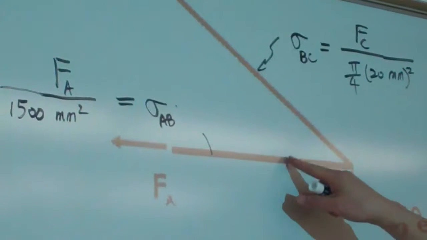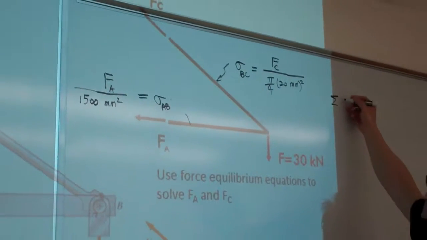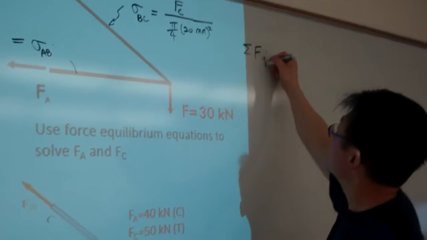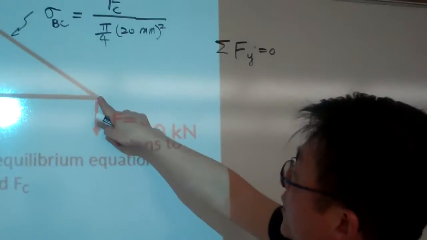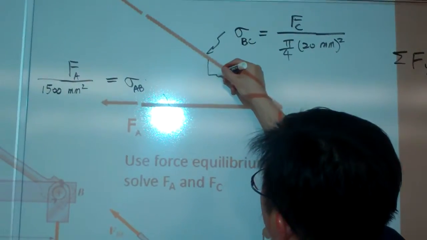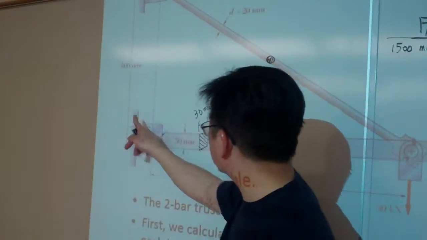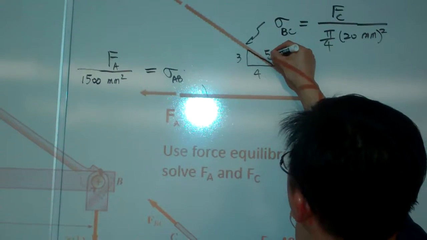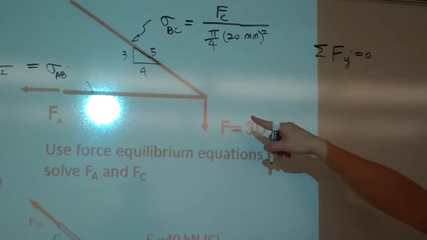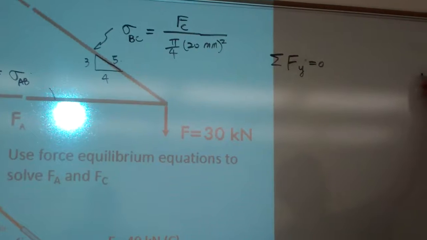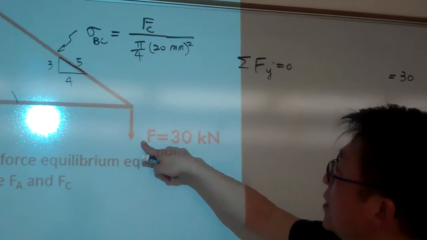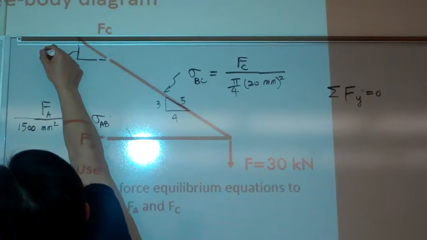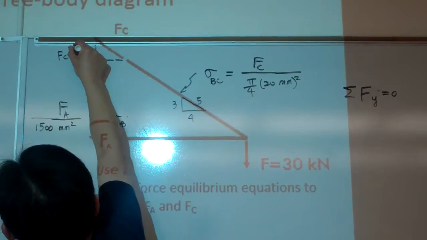Based upon this free body diagram, we take the force in the vertical direction, the y direction, equal to 0. Based upon this, you can see this is 600, 800, so basically the slope is 3, 4, and this side is 5. From here, we take the force component in the vertical direction equal to 0. So the 30 kilonewtons downward will be equal to this force component, which is Fc times 3/5.